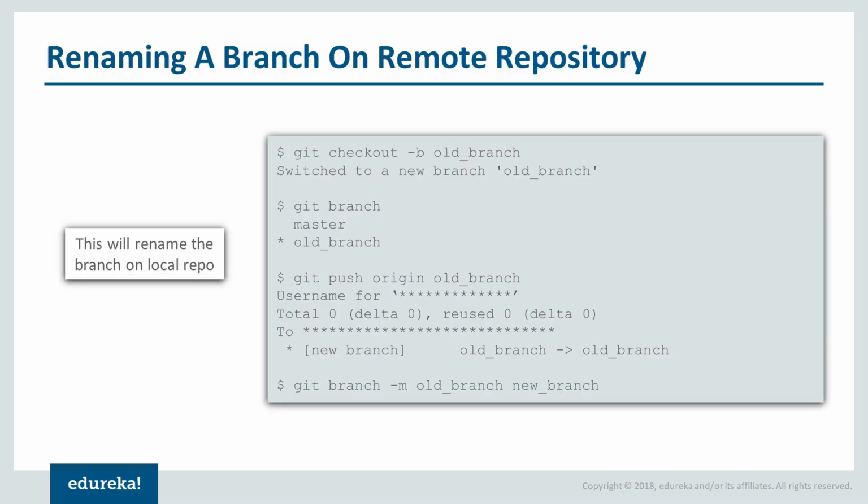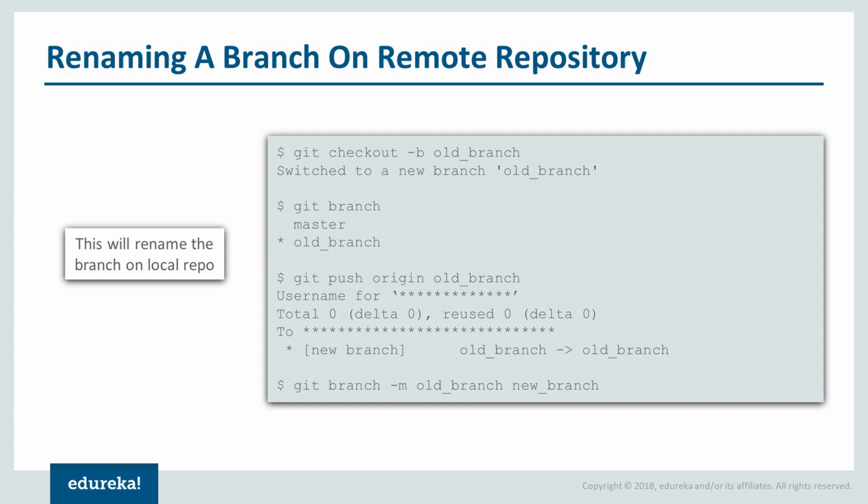Now I can also go ahead and rename a branch. To rename a branch on the remote repository, you need to first rename the branch on the local repository. Once that rename is done, you then push it to the remote with the same commands. So let's check this. For example, here we are checking out a new branch. We're creating a new branch, old branch, and at the same time, we're also switching to that branch.